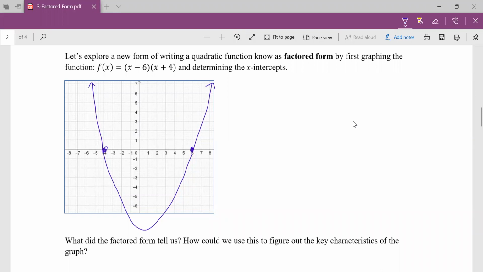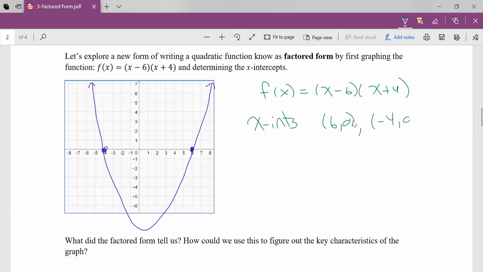Okay, friends, so you should have graphed that, and you should have seen something that looks something like that. My graph's pretty ugly because I've got the caffeine shakes going on here, but more or less something like that. So what did this tell us? Well, what I want you to notice is that the x-intercepts of this function, I'm just going to write it down again right here, are at (6, 0) and (negative 4, 0).